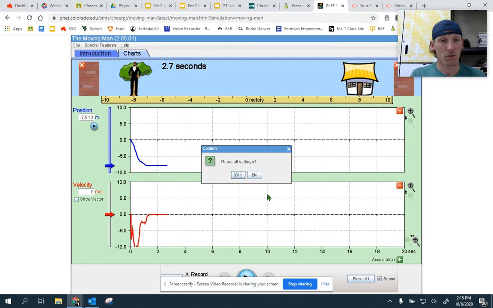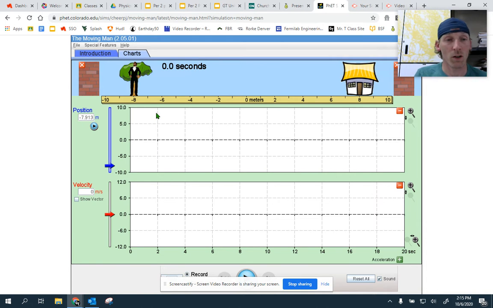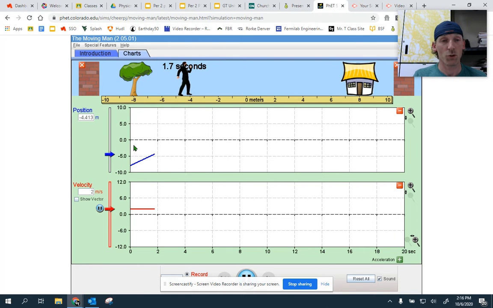No, I don't want to reset everything. Cancel. There we go. All right. So we're starting at about 8 meters. All right, so right down here. So at time 0, he's going to be starting down there. So we see the starting location was at -8 meters approximately, right where the tree is.